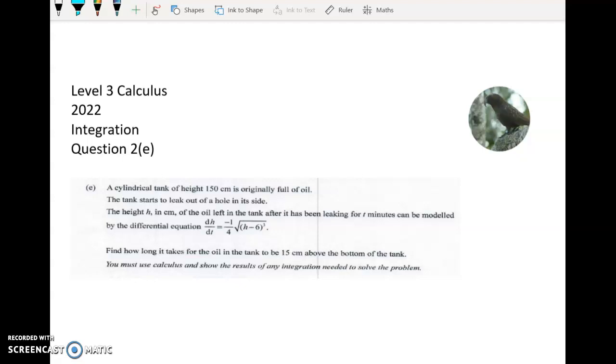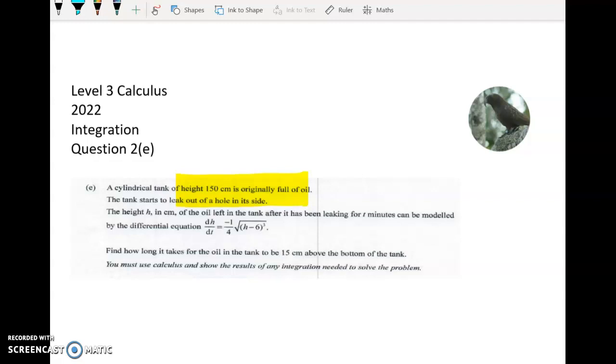Kia ora koutou. This video is question 2E from this year's integration paper. So this starts off where we've got a cylindrical tank of height 150 centimetres and it's full of oil. When I read that, I kind of think this question could actually be really quite tricky, but it turns out that it is a pretty straightforward differential equations question.